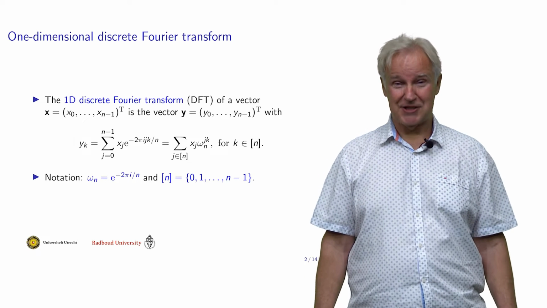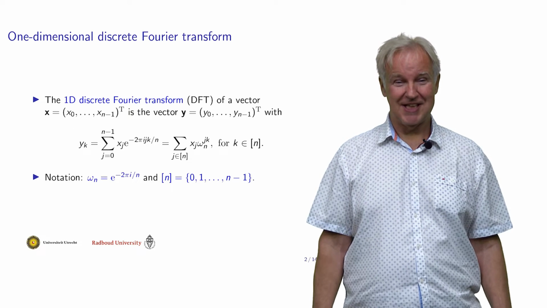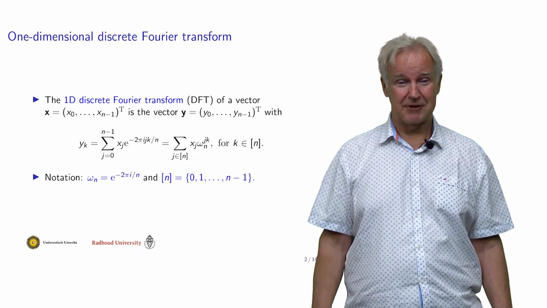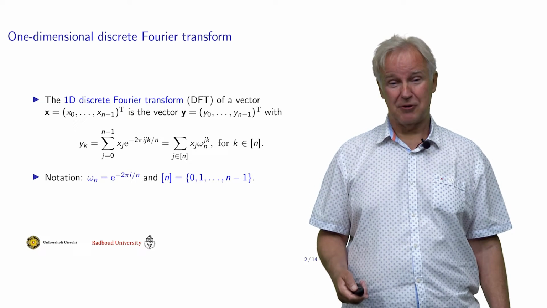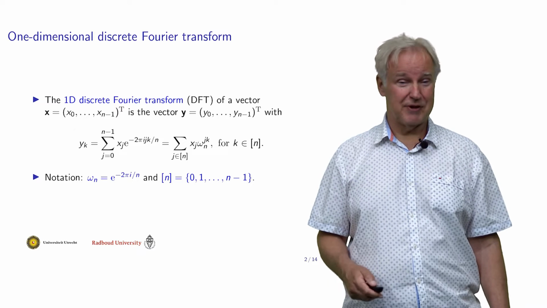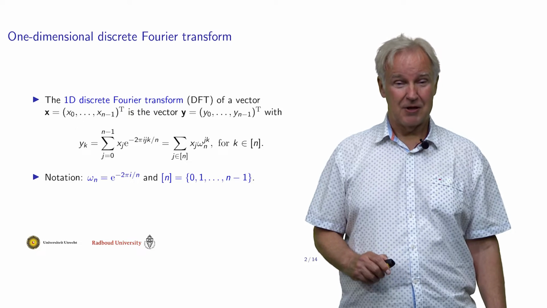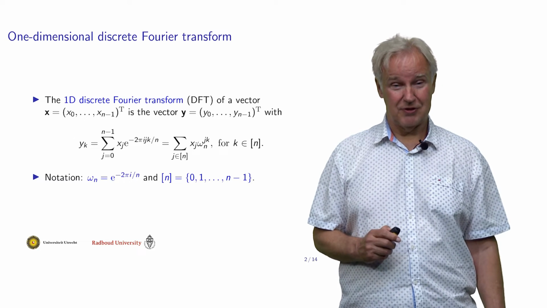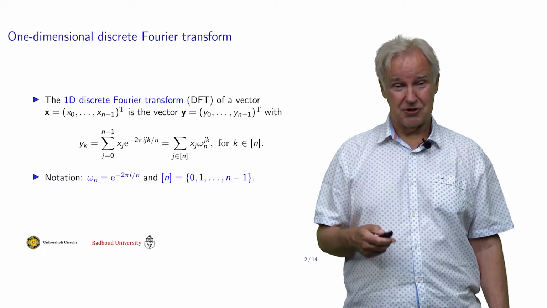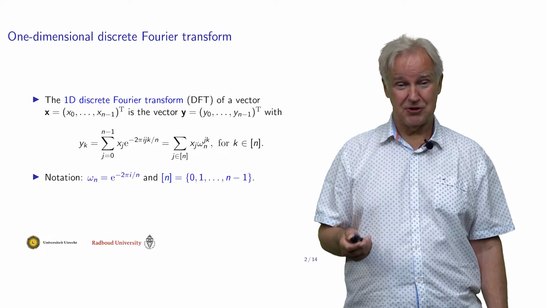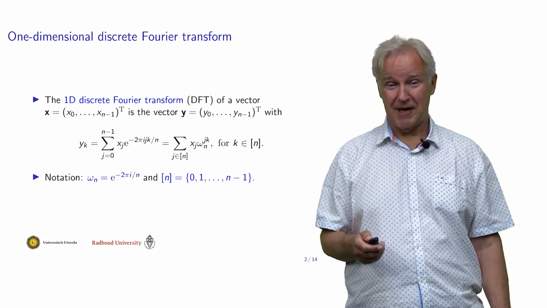You may have seen the one-dimensional Fourier transform already, but let me give you the short definition here. The discrete Fourier transform transforms a vector x of length n into a vector y also of length n. In this video, we'll start counting at 0 for the vectors. The definition of the DFT is that y_k is the sum of a number of terms, and each term is x_j e to the power minus 2 pi i jk divided by n.